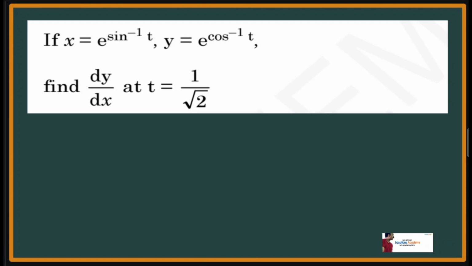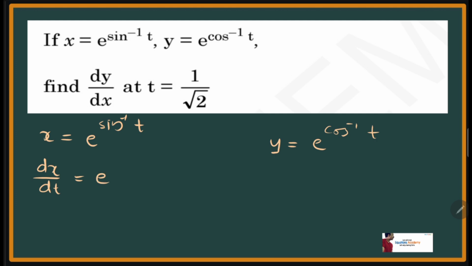If x equals e raised to sin inverse t, y equals e raised to cos inverse t, find dy by dx at t equal to 1 by root 2. We have x equal to e raised to sin inverse t. So dx by dt is equal to e raised to sin inverse t into d by dt of sin inverse t. d by dt of sin inverse t is equal to 1 by root 1 minus t square.